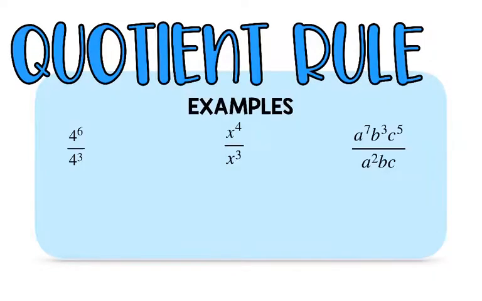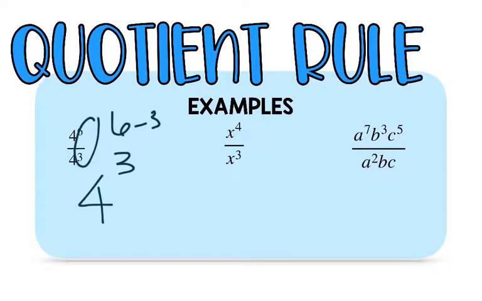All right, so let's do some examples of just some simple ones. So let's look at the first one. 4 to the 6th divided by 4 cubed. Notice they both have a base of 4, and so we can apply the quotient rule. Going in order from top minus bottom, I'm going to do 6 minus 3, which is 3. So this answer is going to give me 4 cubed.